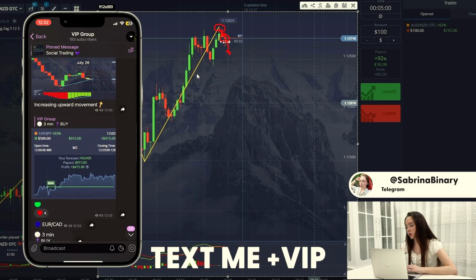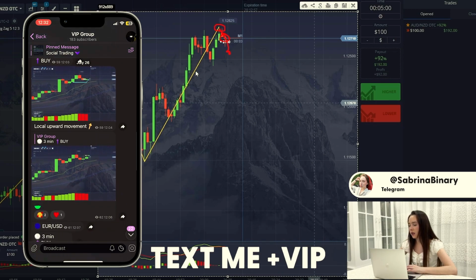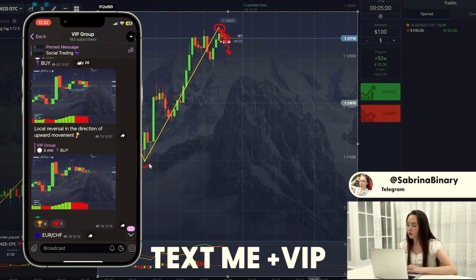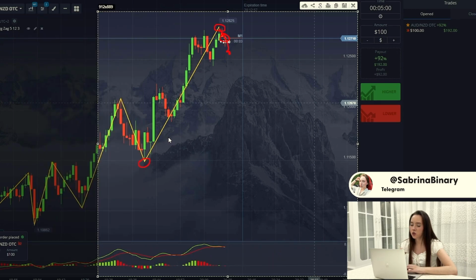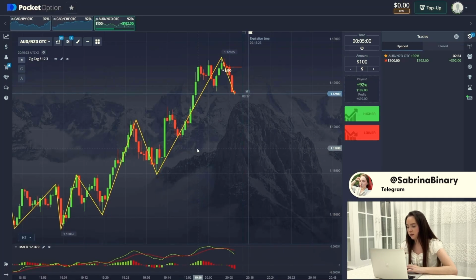Zigzag is usually used as a supplement of the technical analysis. Also, it helps to find trading signals in conjunction with the other indicators. And now let me show you how to use it in practice.